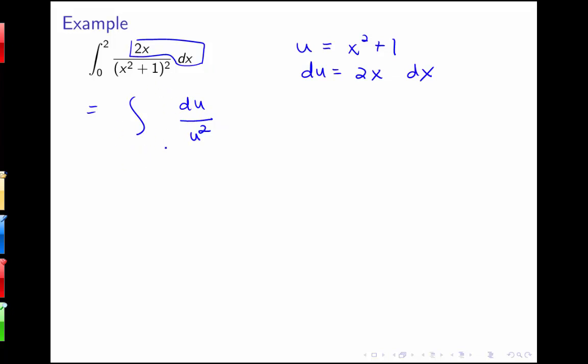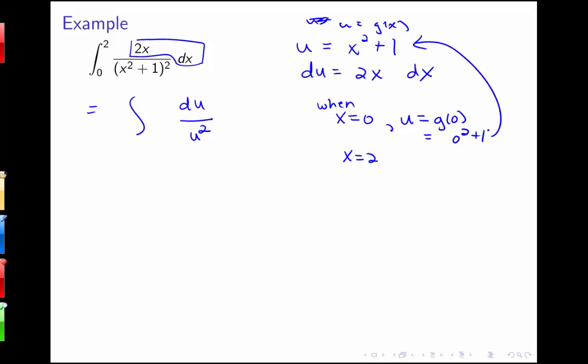Now I also need to change my limits. So initially I have limits that go from x equals 0 to x equals 2. When x equals 0, u is equal to, remember u is equal to this new function g of x, so u is equal to g of 0, which would be equal to 0 squared plus 1, using that definition that I have of u. So when x is 0, u is 1. So in the position where I have x equals 0, I'm now going to have u equals 1. When x is 2, u is going to go to g of 2, which means 2 squared plus 1, again using my definition of u as x squared plus 1, which is 5. So when x is 2, u is 5.